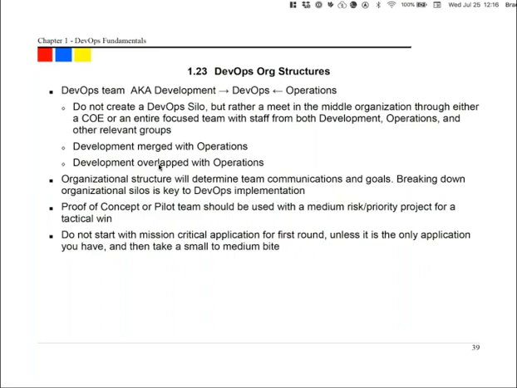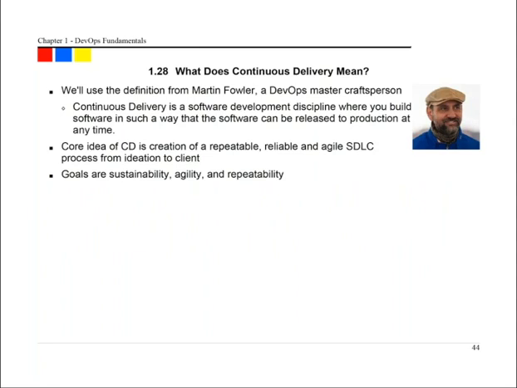Okay, now I'm going to talk about a topic that's actually setting us up for the next chapter, and it's starting to get a little bit more into the guts of how DevOps actually happens, and it's this topic: continuous delivery. So continuous delivery is a practice, or this calls it a software development discipline, where I build software in such a way that the software can be released to production at any time. Now that's a definition that Martin Fowler has given.